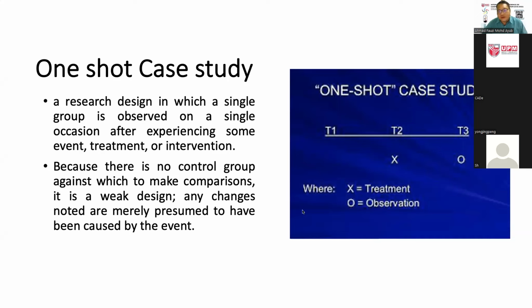The first thing is that you don't measure the earlier performance. So maybe we can assume that these students are good. You give them a module to use, and towards the end you give a test. Maybe these students don't need this module to learn. Maybe they are good students. So we cannot compare a pretest and post-test here. This type of design is very weak, and it's very arguable. This is what we call a one-shot case study. Because there is no control group against which to make comparison, it is a weak design. Any changes noted are presumed to have been caused by the event.